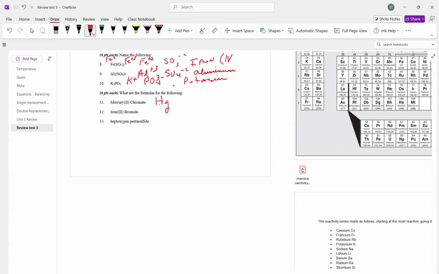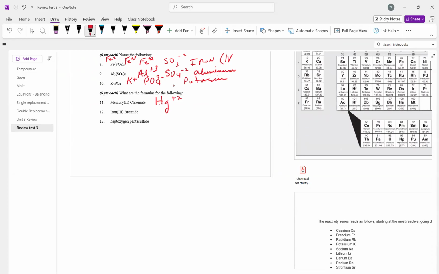Okay, and that says it's +2 charge. Now, if you look on your common ion chart, you'll find mercury 2 is a +2. Now, mercury 1 is also +2, but it's got two of them. That's what makes it +2.